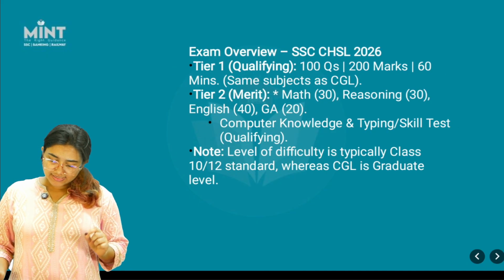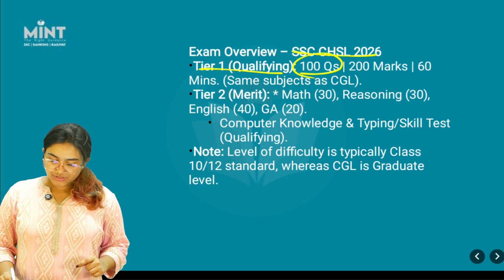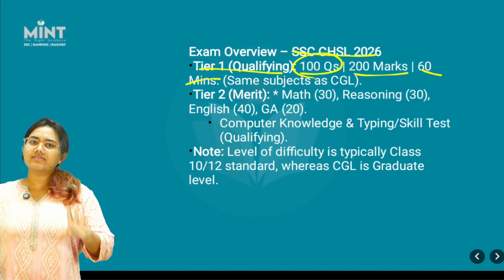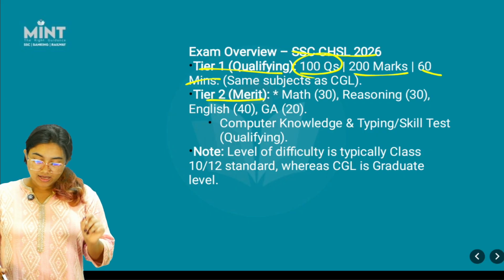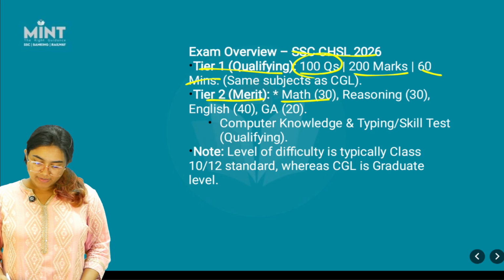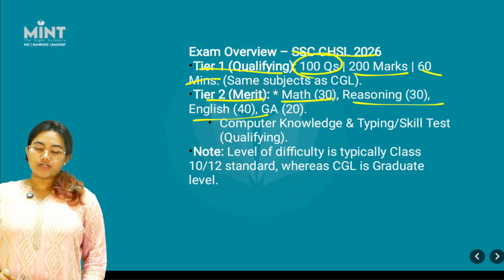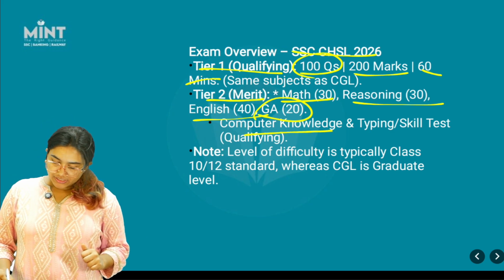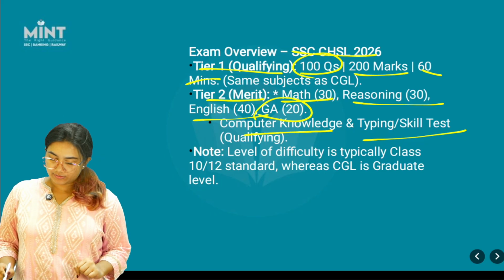When we look at SSC CHSL, again, tier 1 is qualifying. About 100 questions are going to be there, 200 marks, again 60 minutes, and we're going to have the same subjects as CGL. Tier 2, which is going to be merit based, here you will have math for 30 marks, reasoning for 30 marks, English for about 40 marks, and general awareness for about 20 marks. Computer knowledge and typing skill set will also be added, which is qualifying though.